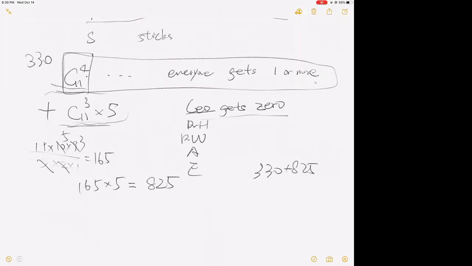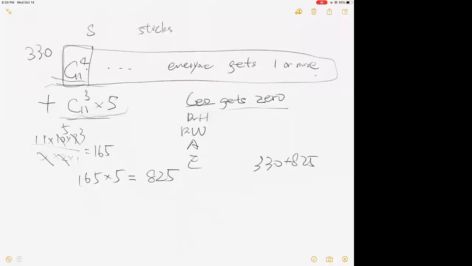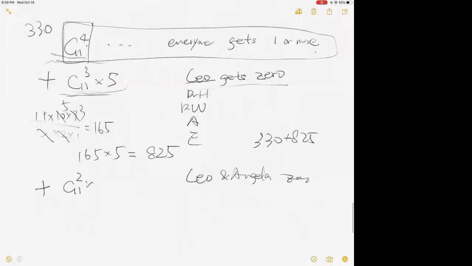You also need to add if 2 people get 0. Okay, let's keep trying. So let's say Leo and Angela get 0. Then you have 11 choose 2, right? So now we only need to allocate the mooncakes to the other 3 people. And then you multiply it by 5 choose 2. 5 choose 2 is 10, right? So this is equal to 11 times 10 over 2 times 1, times 10, which is 550. So here plus 550? No.